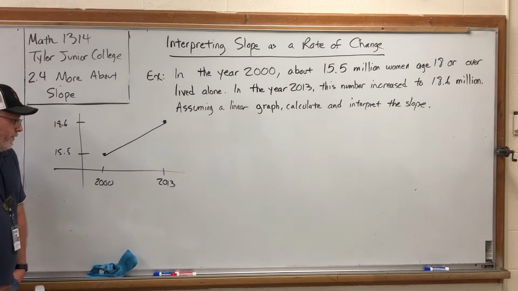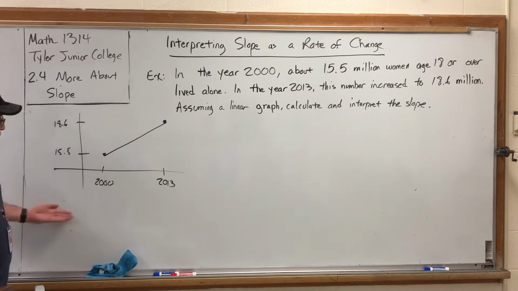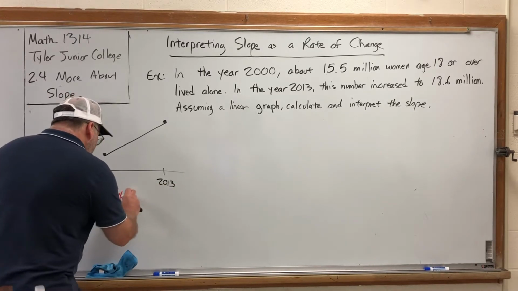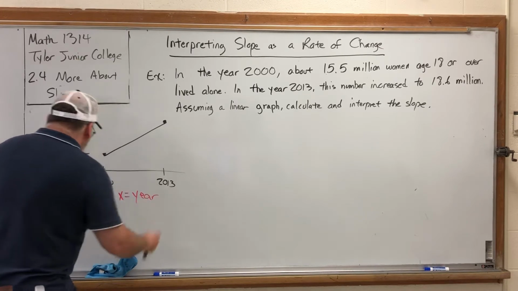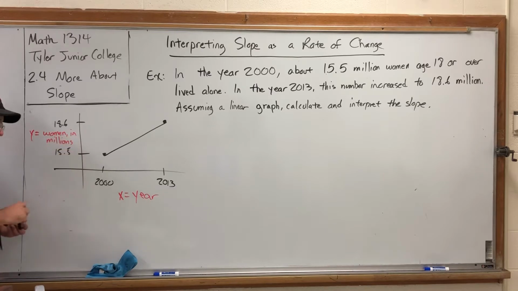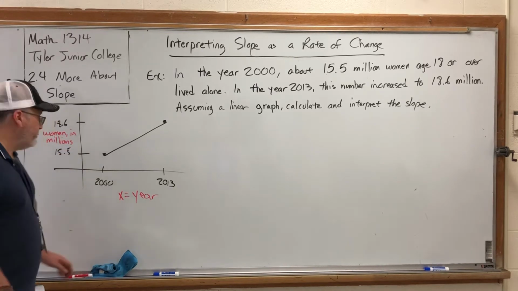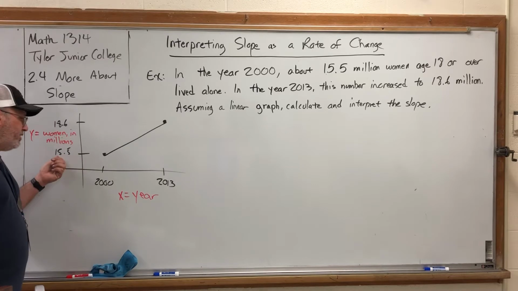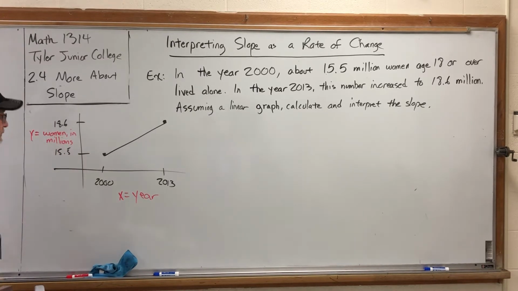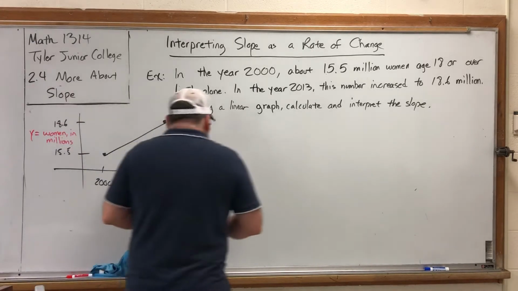You see I've already got a rough sketch of the graph drawn. We're interpreting the x to mean the year. So let's actually write x equals year. And we're assuming the y to be the women in millions. It's common to use smaller numbers and just make the unit of measurement something large so that we don't have to write something like 15,500,000.